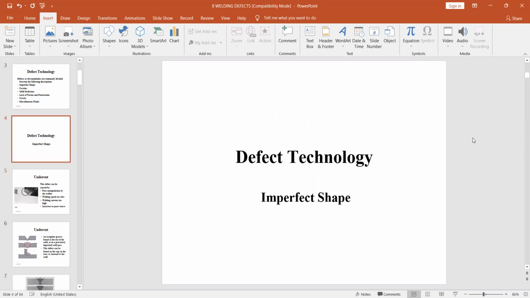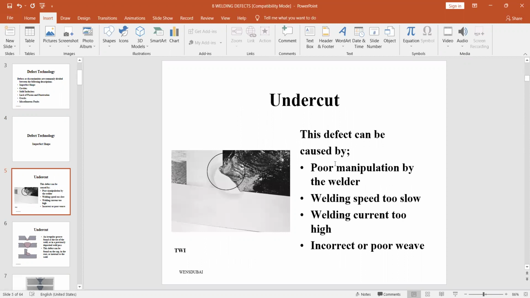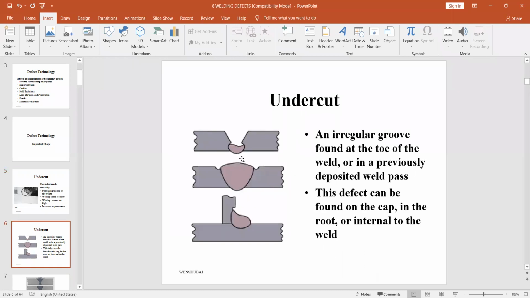Now, imperfect shape. See here, this is the undercut. Here it is a very clear image. This is the base metal, this is also base metal, and this is the weld metal, and here the base metal is melted. Please remember, if the base metal is melted, then we say undercut. Underfill is different.